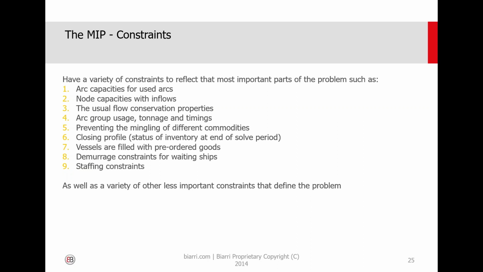Closing profiles, which is the status of inventory at the end of the sold period. So at the end of a 4-week period, we need to know what that profile looks like. It needs to match something specified at the beginning. Vessels are filled with pre-ordered goods and so forth. So there are also a variety of other less important constraints, but these three things, those sets, the objective function, and these constraints basically define the optimization problem. This is what we're looking at.